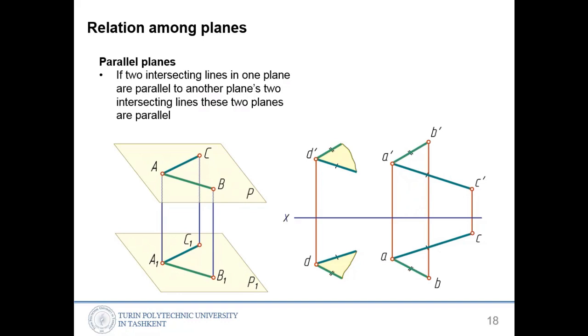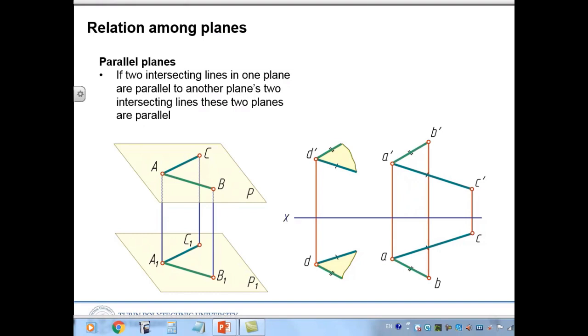Relation among planes. There is a rule: if two intersecting lines in one plane, the AC line and AB line, are intersecting in one plane P, and they are parallel to another plane's two intersecting lines, then these two planes are parallel.